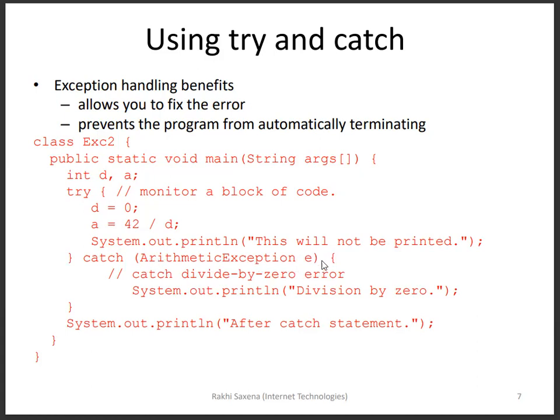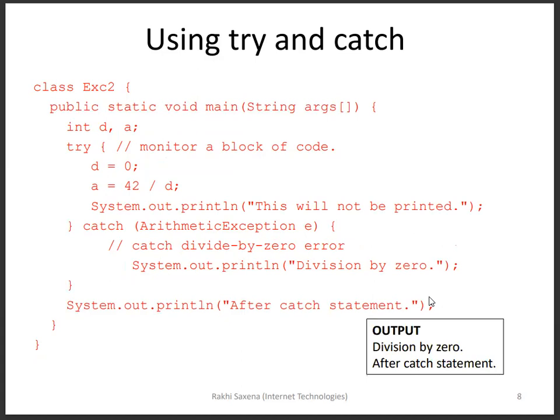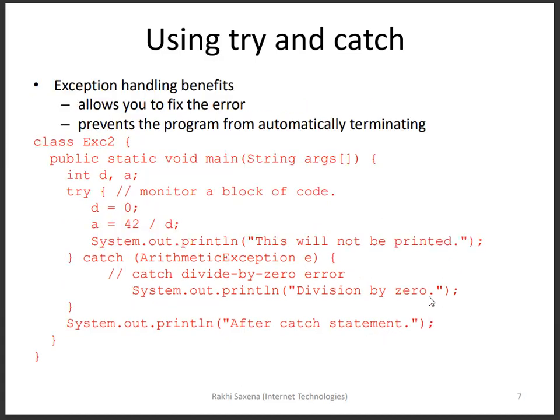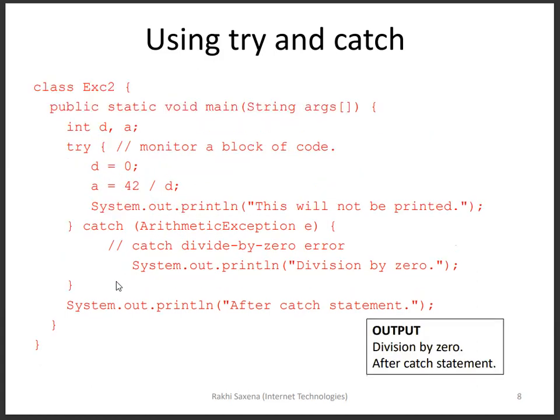We are catching the object e of that particular exception, and here we give the message. Whatever message you would like to give, you write it here. If you run this, it shows the message as division by 0 error. After the catch statement, the flow continues from this end.